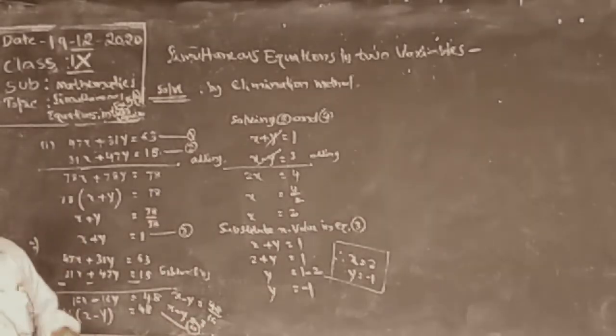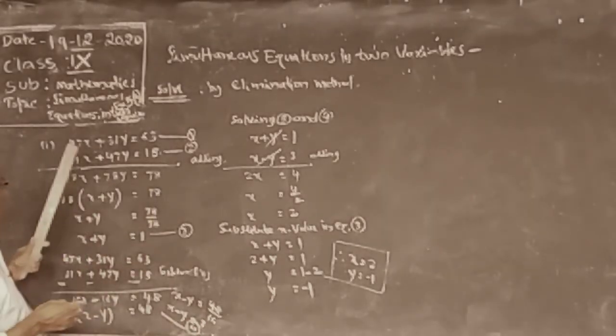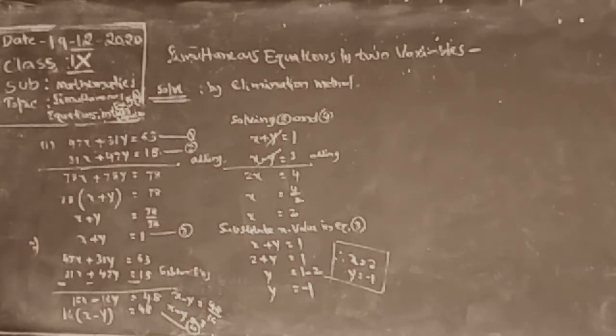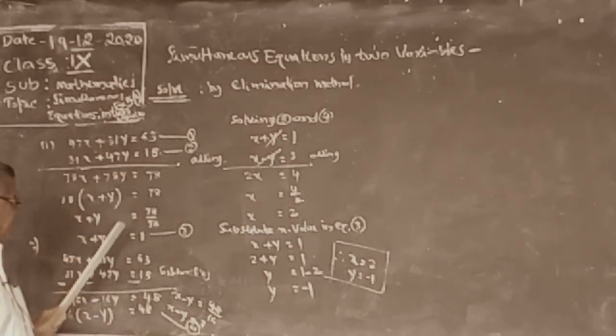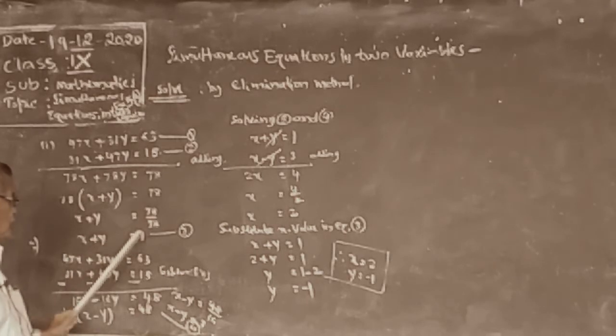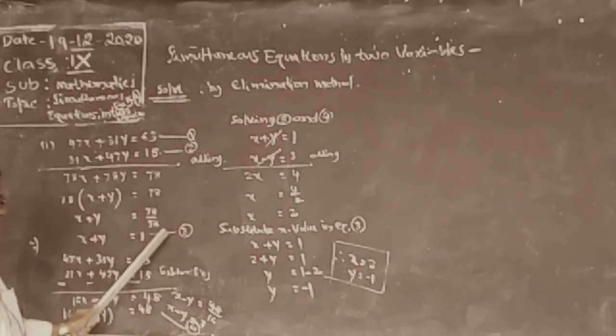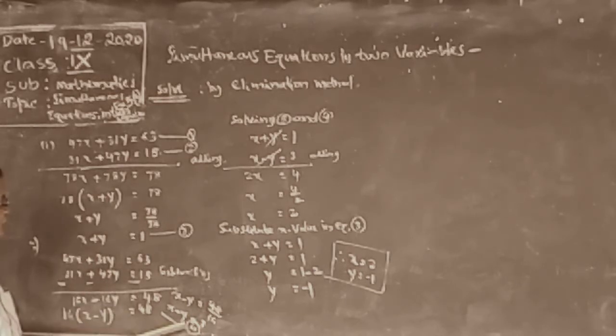This is a different method. When these coefficients are exchanging, immediately you add once, subtract once. In addition, we are getting the new equation x plus y is equal to 1. We say this is the third equation. And in subtraction, we are getting x minus y is equal to 3. That is, say, the fourth equation.